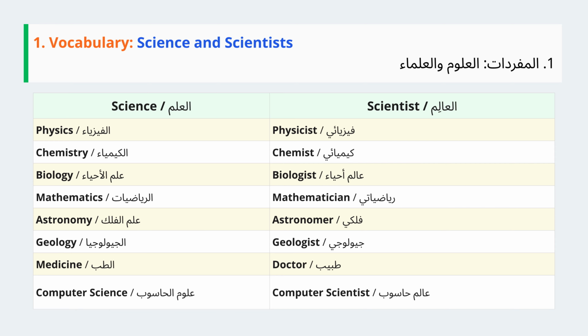Biology. The person is a biologist. Mathematics. The person is a mathematician. Astronomy. The person is an astronomer. Geology. The person is a geologist. Medicine. The professional is a doctor. Computer science. The professional is a computer scientist.